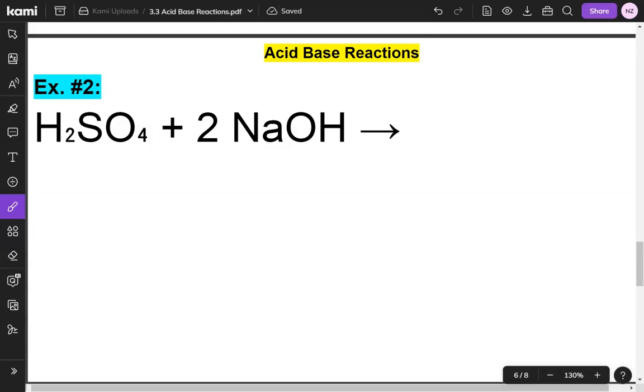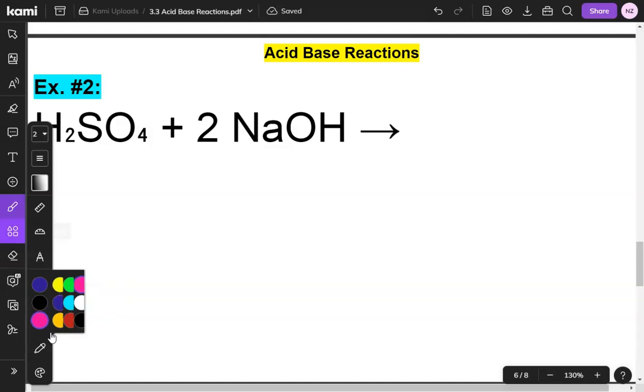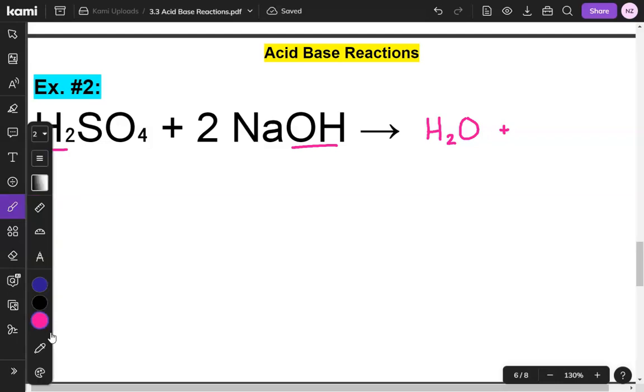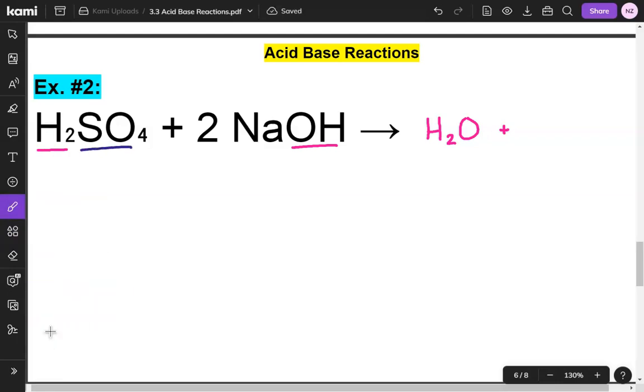All right, let's move on to another example. Okay, in our second example, we have 2 compounds. And again, I have hydrogen in our sulfuric acid, and I have hydroxide in our sodium hydroxide. So they're going to combine to form water. And then my ions that are left over are going to be sulfate and sodium. Okay, sodium is +1.